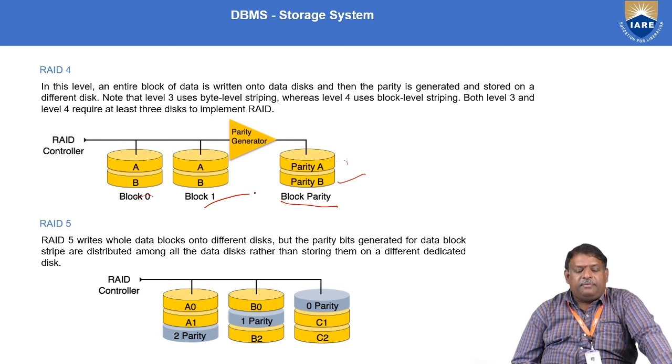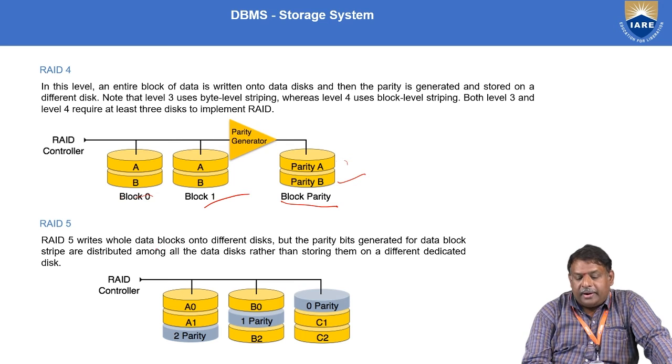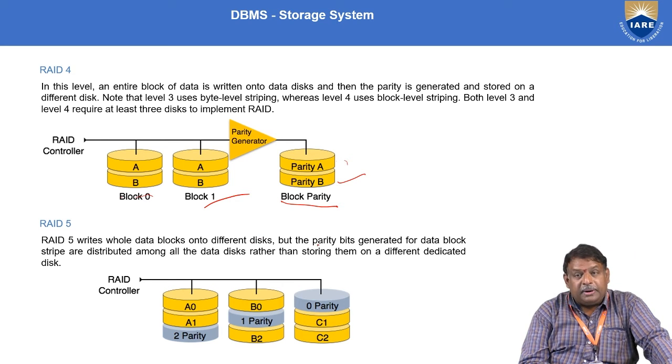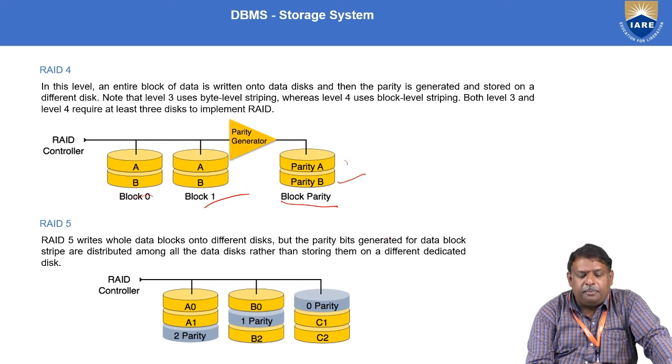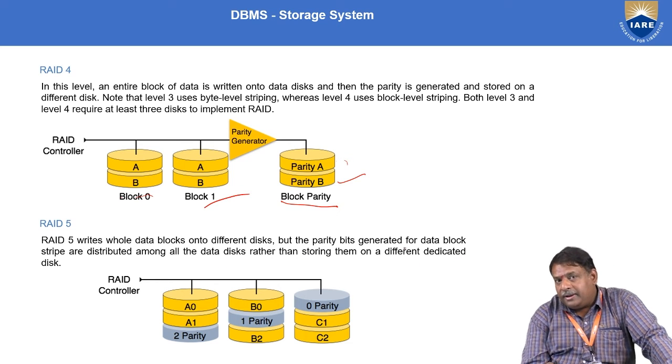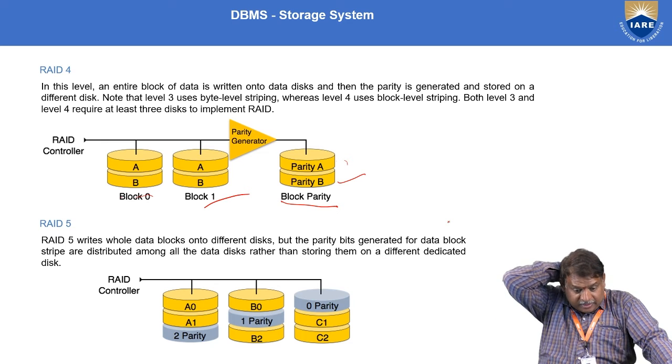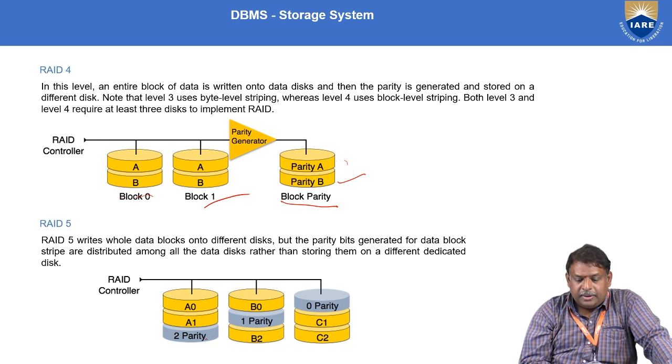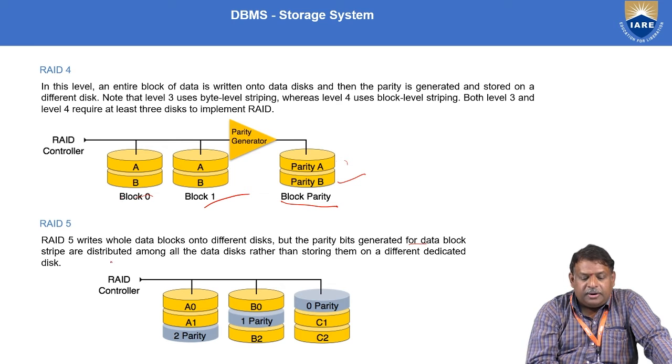RAID 5. RAID 5 writes the whole data into a different disk, but the parity bits generated from the data blocks are distributed among all the data disks rather than storing them on a dedicated disk. It writes whole data blocks in a different disk, but the parity generated for each block is distributed among the data disks, instead of having a separate parity disk.